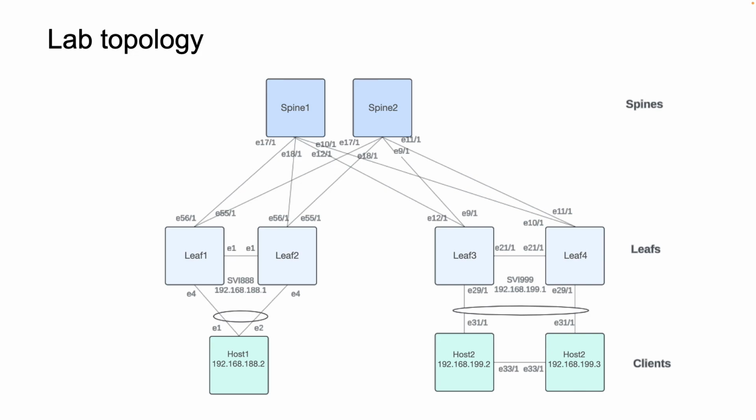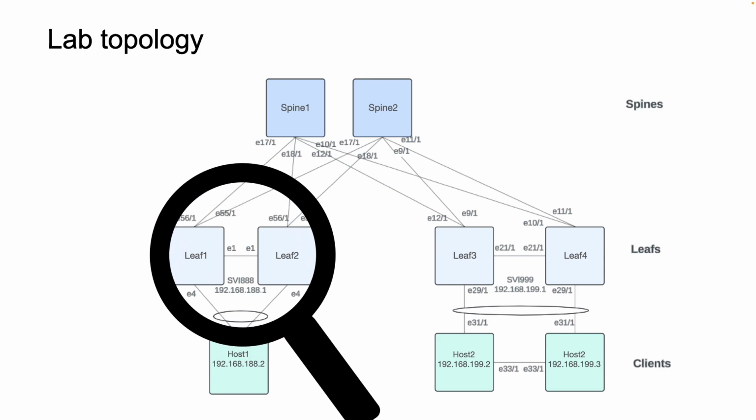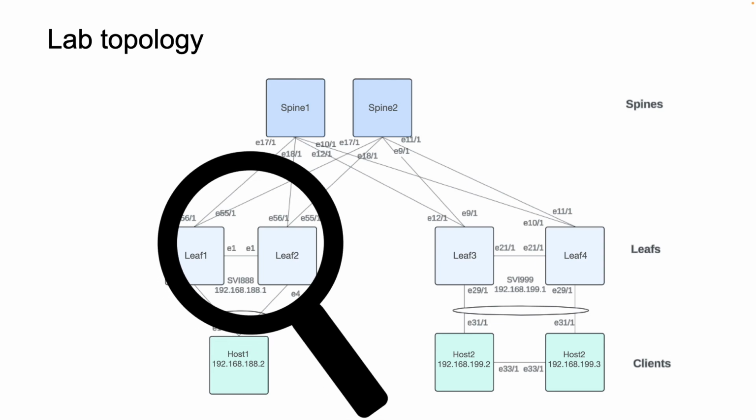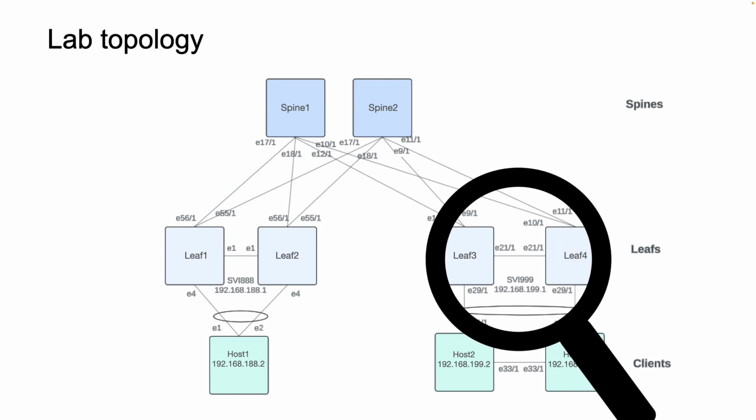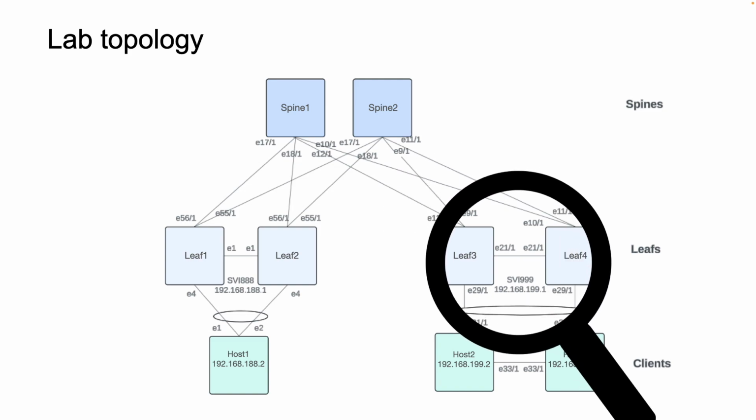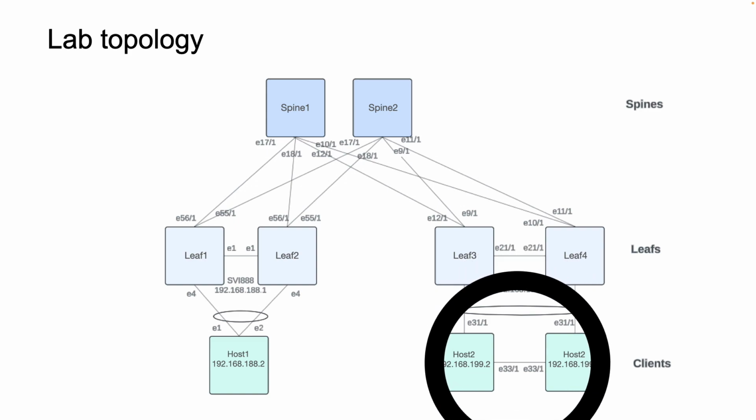Now, let's put our lab topology under the lens. Host 1 is a client connected through a port channel to leaf switches. Leaf 1 and leaf 2 pair form a VXLAN VTEP. Spine 1 and spine 2 are our spine switches, and the other VTEP is composed of leaf 3 and leaf 4. Host 2 is a logical cluster composed of 2 physical hosts connected with a multi-chassis port channel.